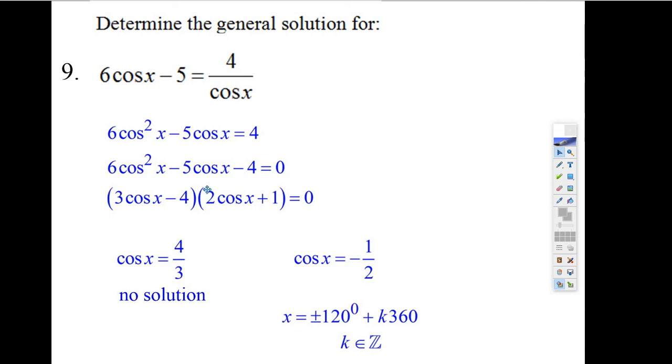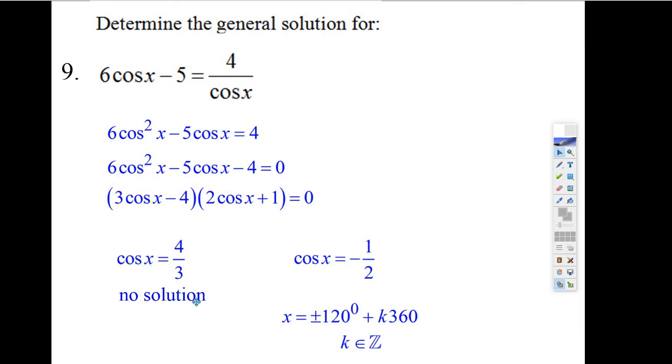Subtract 4. Then factor it. 3 times 2, that gives me 6 cos squared x. 4 times 1 gives me minus 4. And look at this, minus 4 times 2, minus 8, plus 3, that gives me the minus 5x. Well, let 3 cos x minus 4 equal 0. Add the 4, divide by 3. Cos x equals 4 over 3.